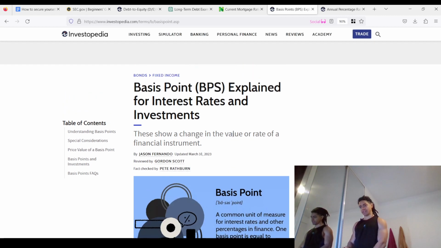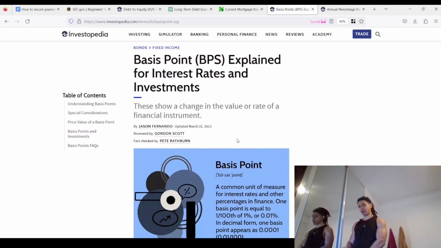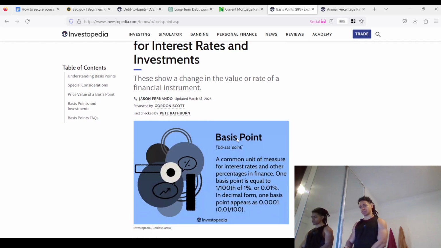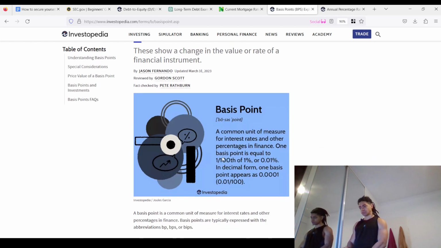Basis points explained for interest rates and investments. A common unit of measure for interest rates and other percentages in finance. 1 basis point is equal to 1 divided by 100 of 1%, or 0.01%. In decimal form, 1 basis point appears as this.